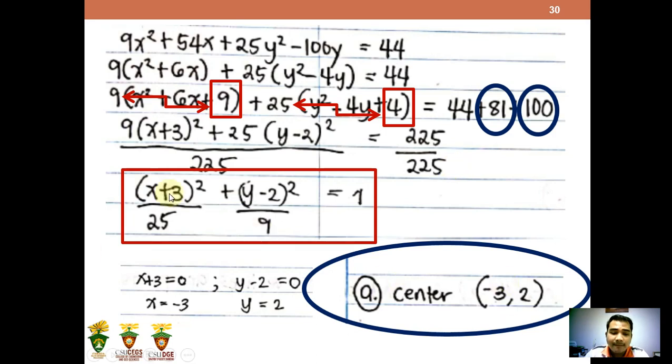So again, this is our equation from earlier. We just equate x plus 3 and y minus 2 to 0 to get the values of x and y. Therefore, our center is negative 3 and 2. That's h and k, but to get h and k, we first need to equate them to 0. So our center is negative 3, 2.